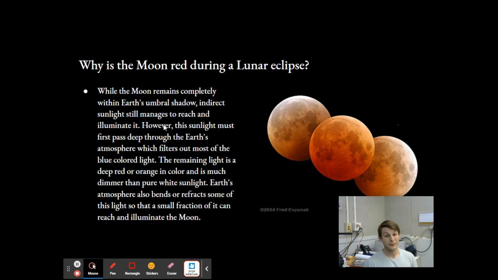But what ends up happening is a lot of the blue colored light is actually filtered through the refraction process through the Earth's atmosphere. And by the time the indirect light reaches the moon, the only light that exists is the infrared and red visible light. So that is the light that's illuminating the moon. And that's why the moon appears to be red to us.